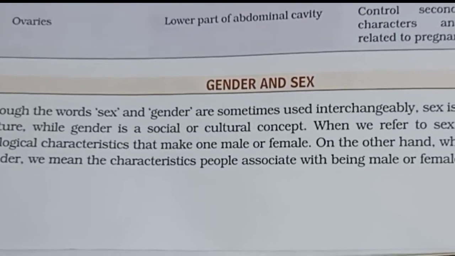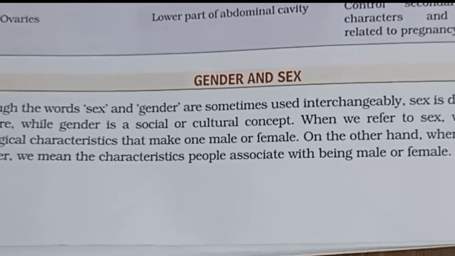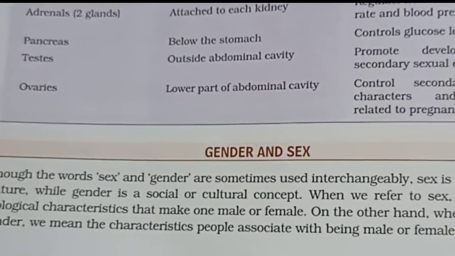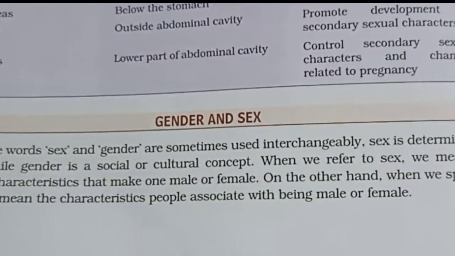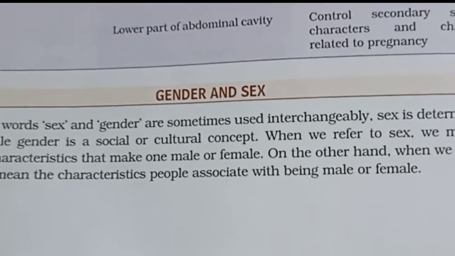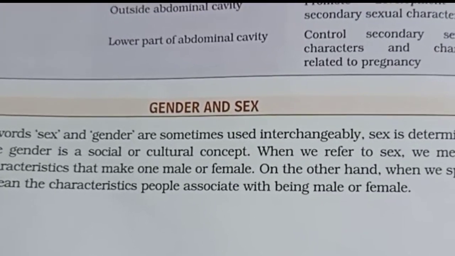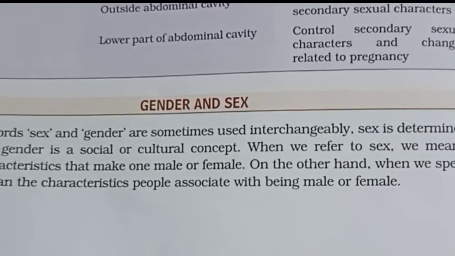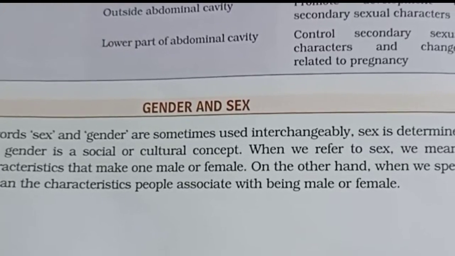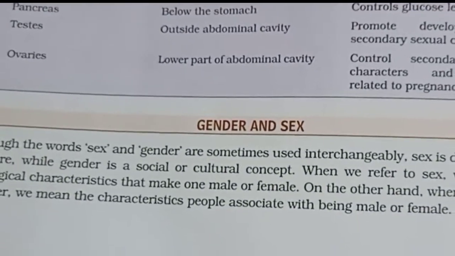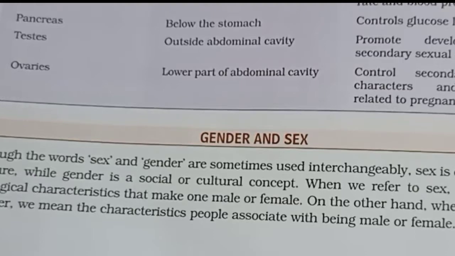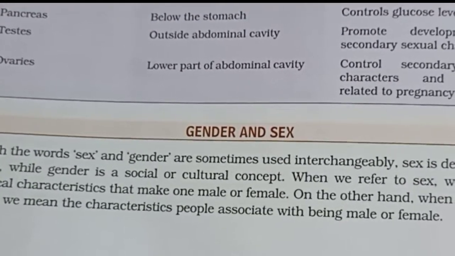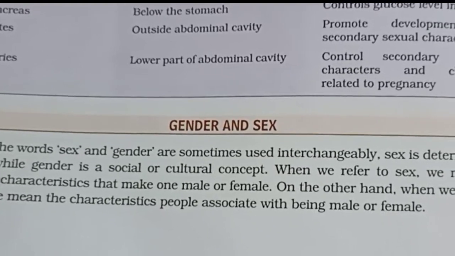Sex is determined by nature, while gender is a social or cultural concept. Sex is determined by nature and gender is a social or cultural concept. When we say sex, we mean the biological characters that make someone male or female. As we saw in the last page, the secondary characters that are seen in a male and a female. But when we speak of gender, we mean the characteristics people associate with being male or female.